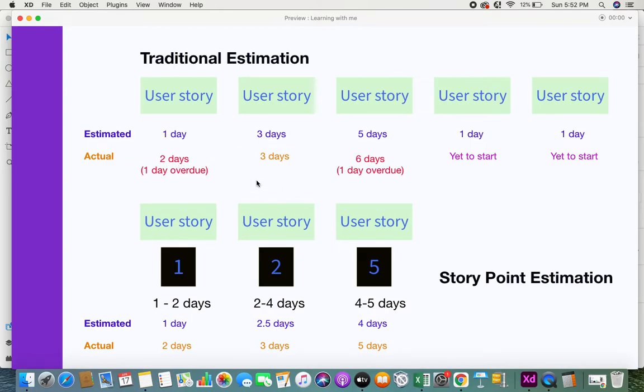Because of this estimation, you have 1 day over here and 2 days was the actual time. So 1 day is overdue. This 1 day taken up over here prevented this task from being completed. Similarly, a 1 day overdue over here prevented this task from being completed, which led to incomplete work at the end of your iteration, or the end of the time at which you planned to complete the tasks. So this is the scenario with very rigid and absolute estimation. This is what happens.